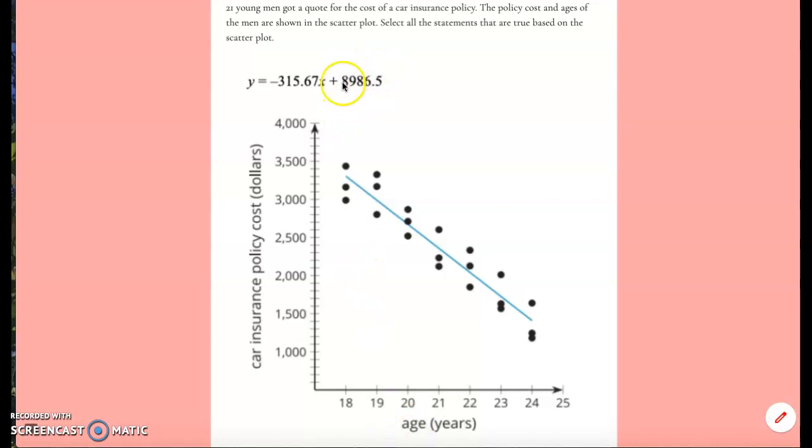The y-intercept, this 8,986, represents the initial value, or the amount that you pay for car insurance at the very beginning. So when you first start to drive, when you first get your license and your insurance policy, you'll pay about $8,000 according to this, which seems like a lot for a car insurance policy.